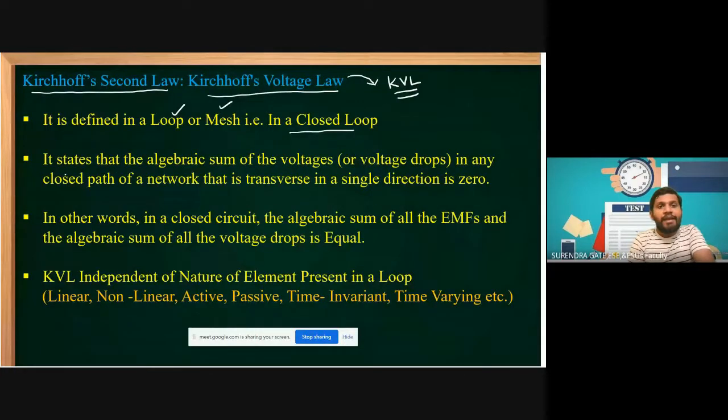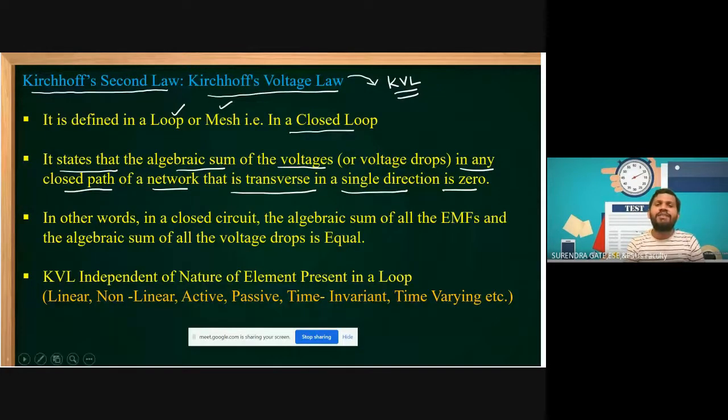Friends, it states that the algebraic sum of the voltages, or voltage drops, in any closed path of a network that transfers in a single direction is zero. That is, the algebraic sum of the voltages in a closed circuit is equal to 0. That is the statement of Kirchhoff's voltage law, that is KVL, students.